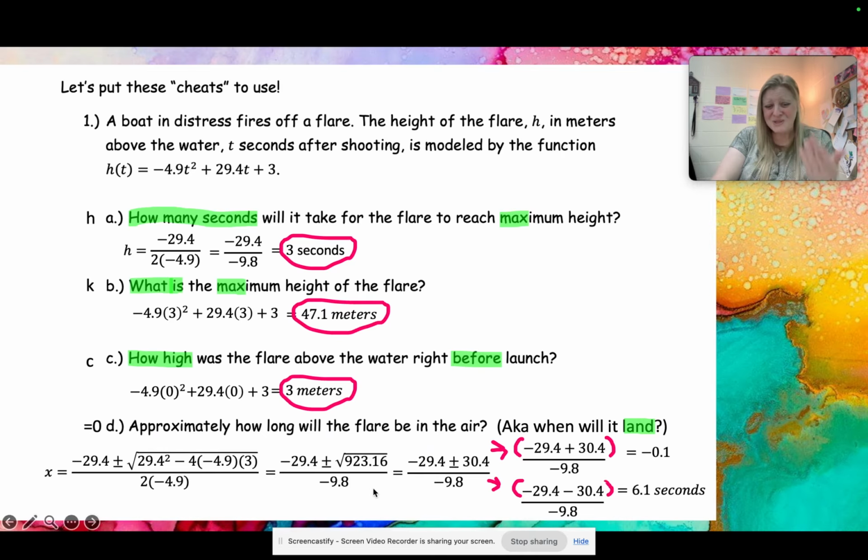Now, the question was, how long would it be in the air? You can't be in the air for negative 0.1 seconds. That doesn't make sense. So what we do when this happens is we reject any answers that aren't logically, physically possible. Those don't make logical sense. And we just circle the ones that do make logical sense. So that flare would be in the air for about 6.1 seconds. So that's about how our word problems are going to roll. The more of these that you do, the more you're going to recognize the pattern that these share. And you're going to feel comfortable with your answers because you're going to be used to getting answers like that.